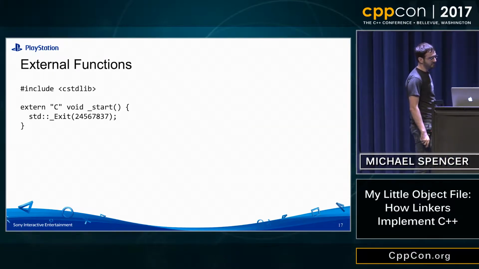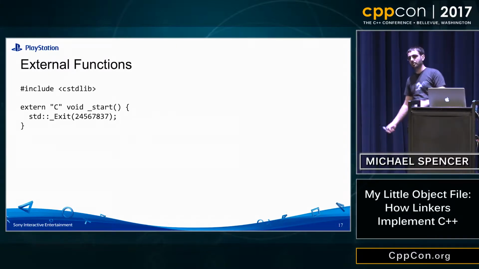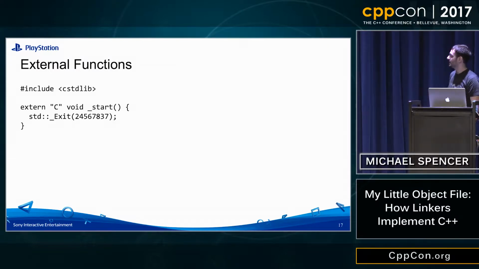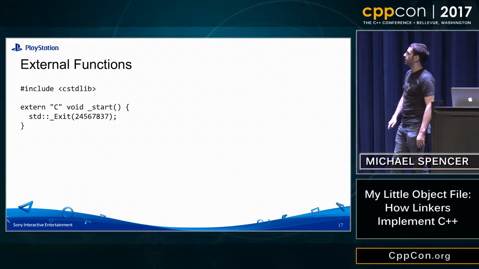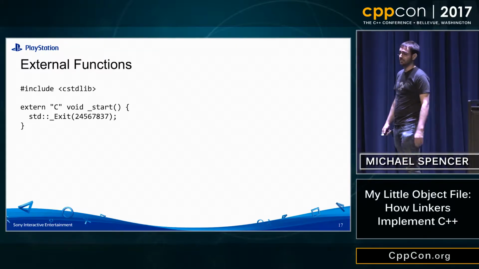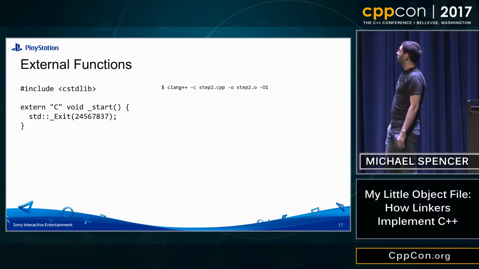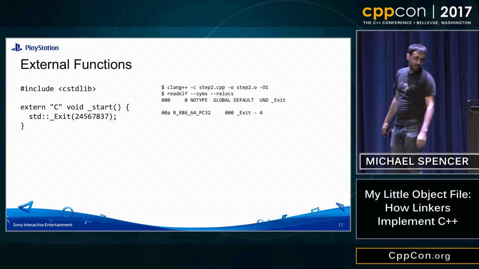So let's go a bit further and say we want an external function. We're gonna split our program up into multiple translation units, and we'll grab this std exit. Grabbing this because this is the lowest level exit that's provided by the standard library. It doesn't do any cleanup. It pretty much just calls the syscall exit. Compile this, and let's look at the symbols and relocations.